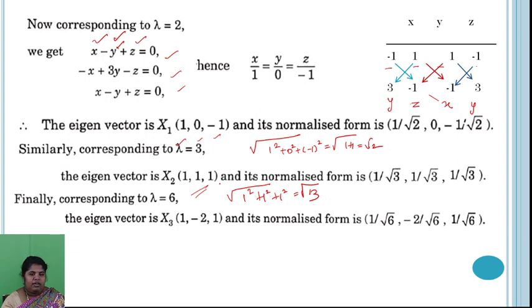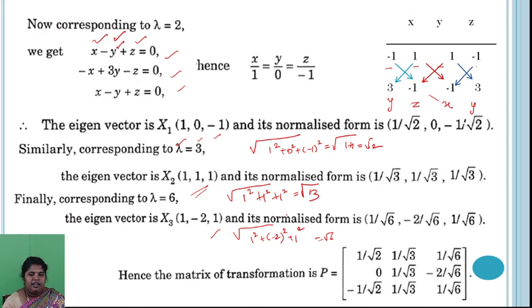Now for lambda equal to 6, the eigenvector is this, and to form the normalized form, we divide by root of 1 square plus minus 2 square plus 1 square. So 1 plus 4 plus 1, which is root 6. So divide by root 6 in each and every term. Hence, the matrix P is the column vectors of these normalized forms. Writing in the column matrix form, we get the matrix of transformation. Thank you.